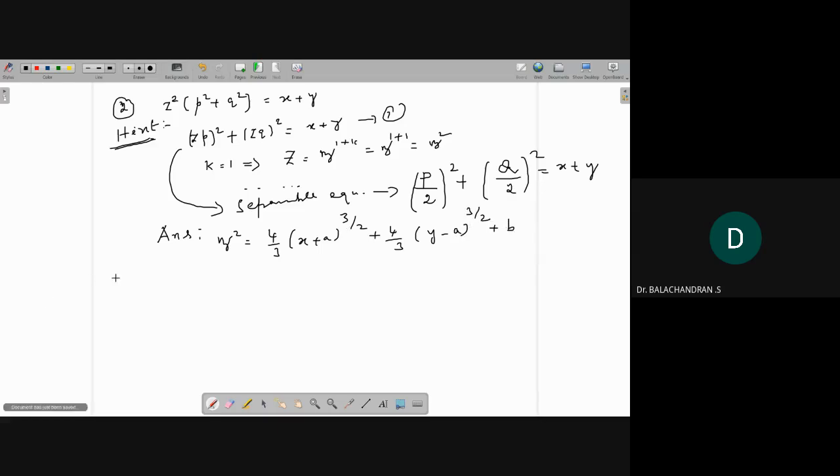Now the third problem: p square plus x square y square q square equal to x square z square. So first you should find out that this does not come under the first 4 types. That is very important. This is not a function of p and q, and this is not in the form of Lagrange equation.